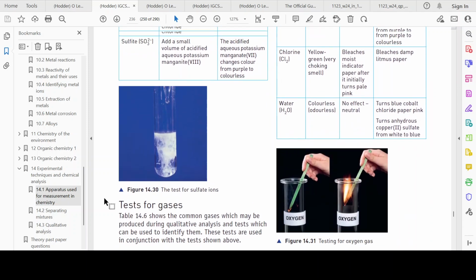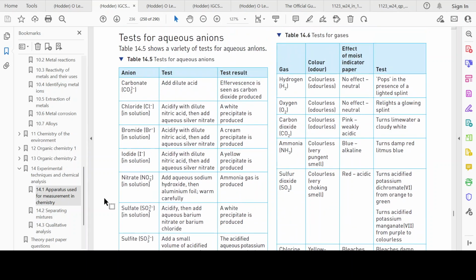Okay. Then finally, you've got the test for gases. So you've done some of these, right? Hydrogen gas is colorless and odorless. It does not affect moist indicator paper. What you do is you take a burning splint near the test tube that you think is producing hydrogen gas, and you will hear a popping sound, right? If there's a popping sound, that means hydrogen is present.